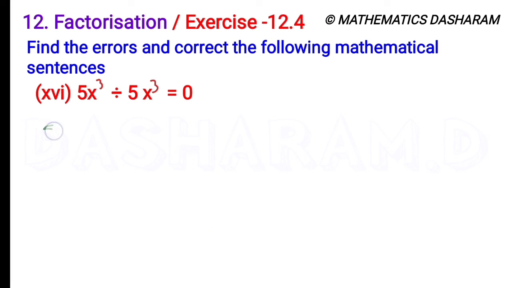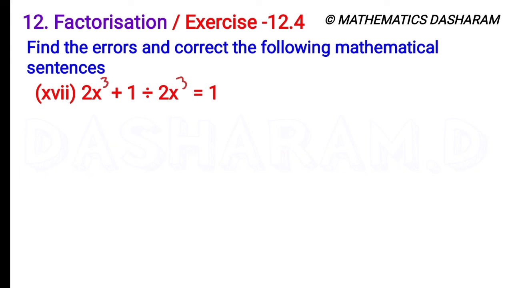16th question: 5x cube divided by 5x cube. So 5x cube by 5x cube. 5 cancels, x cube cancels, it is equal to 1. But in the question he gave the answer as 0, so it is not equal to RHS.